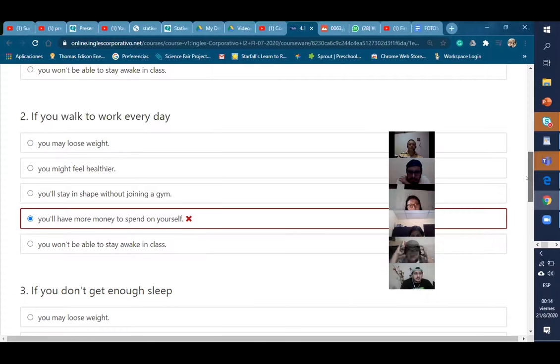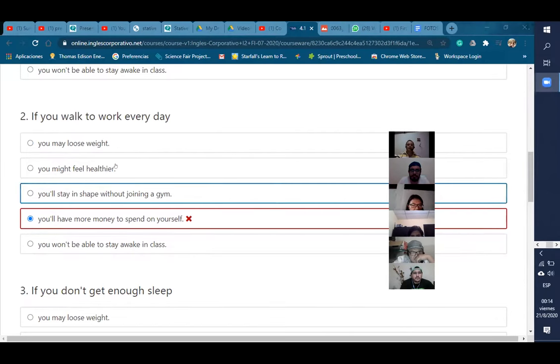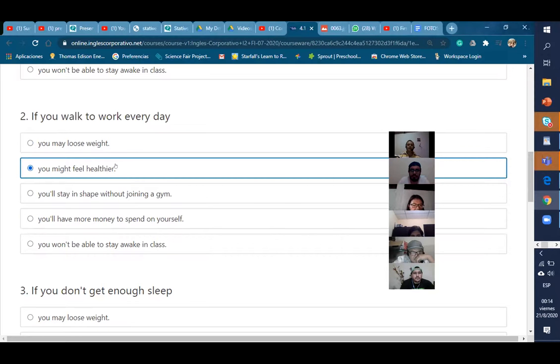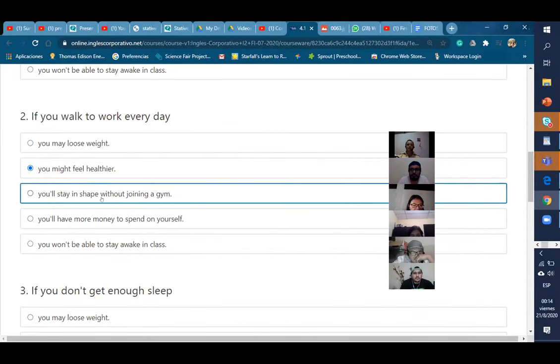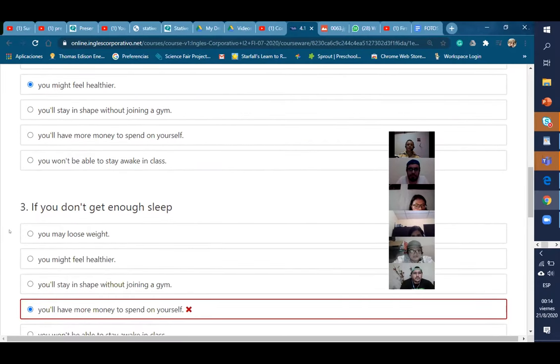If you walk to work every day, you might feel healthier. Yes, don't pronounce this L, guys. If you walk to work, you might lose. What's the answer? Sorry. You might feel healthier. Yes. I think you can say you'll stay in shape without joining a gym. Well, but I don't know. I'm going to try that one. Okay, next one. Olga?